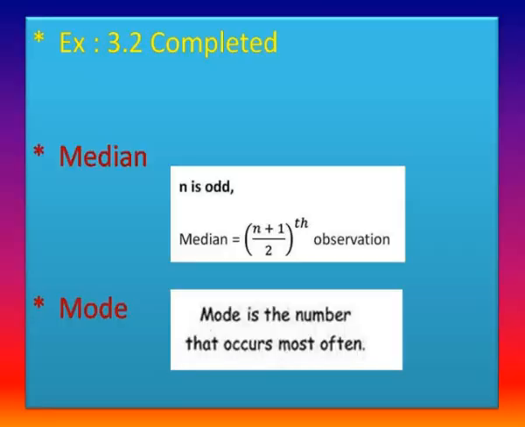In conclusion, in today's class we started exercise 3.2 and we completed it. In this exercise 3.2, we saw two important concepts. The first one is median. The formula for the median when the number of observations is odd is the (n plus 1) by 2th observation. Next, we saw about mode. Mode is the number that occurs most often.